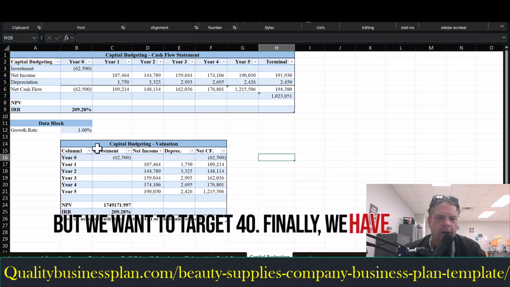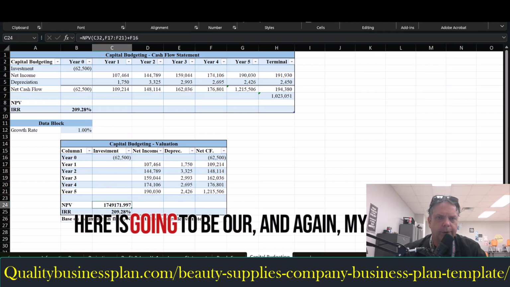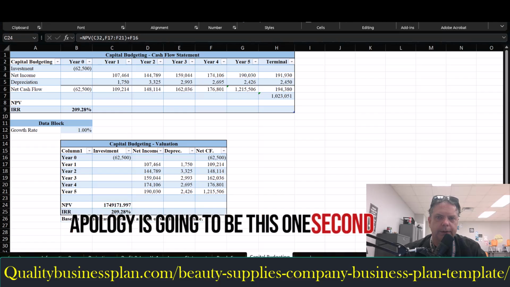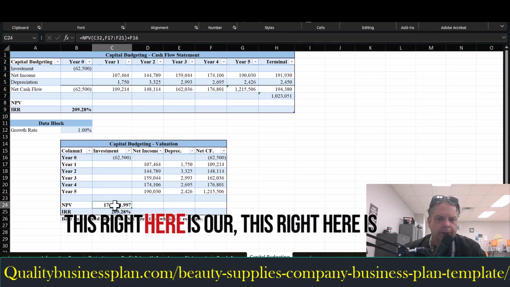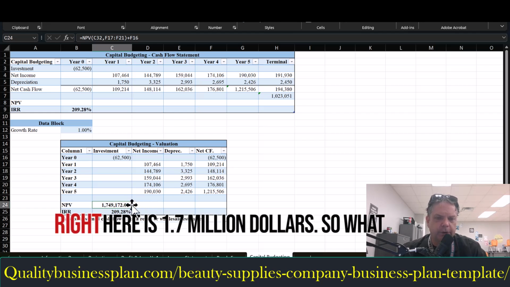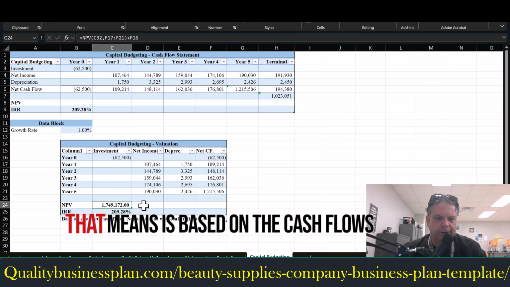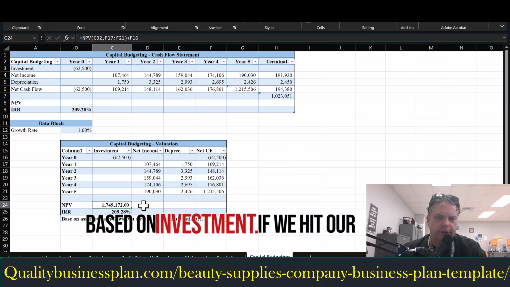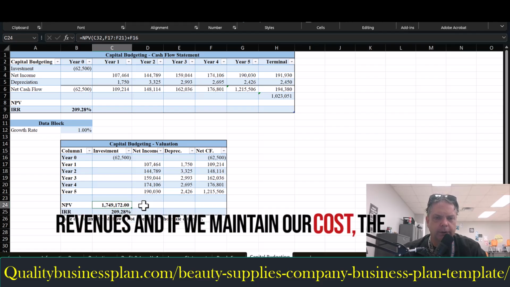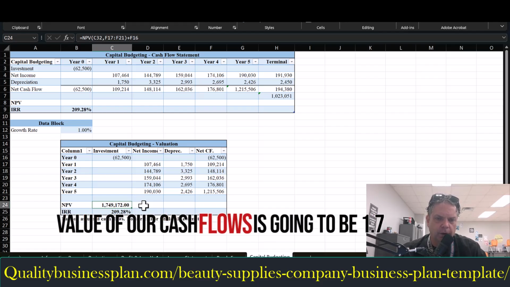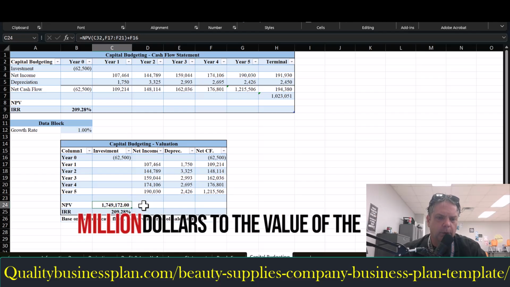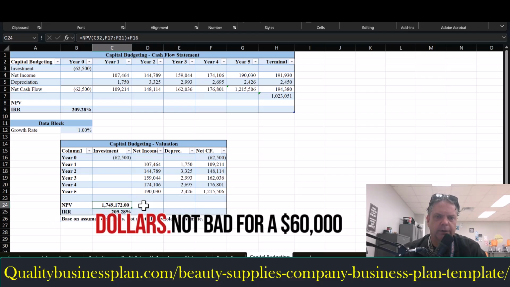Finally, this right here is our valuation. The business valuation right here is $1.7 million. So what this means is based on the cash flows, based on the investment, if we hit our revenues, and if we maintain our costs, the value of our cash flows is going to be $1.7 million. The value of the business based on cash flow is $1.7 million. Not bad for a $62,000 investment.